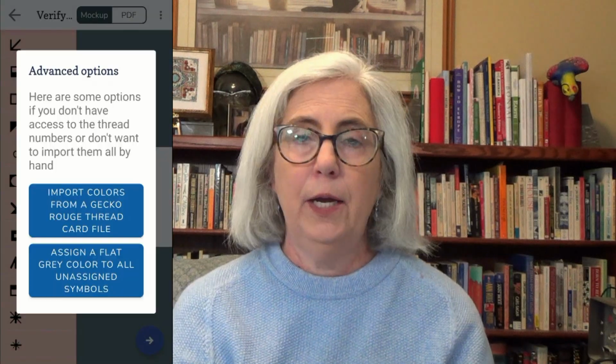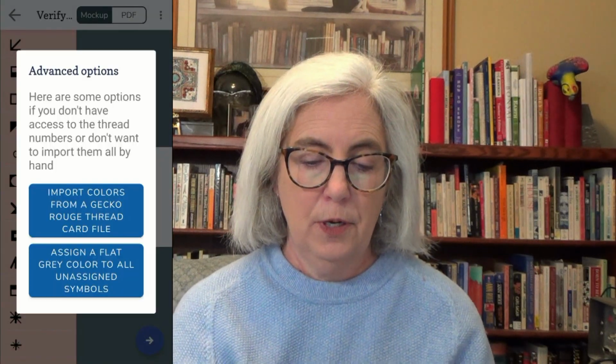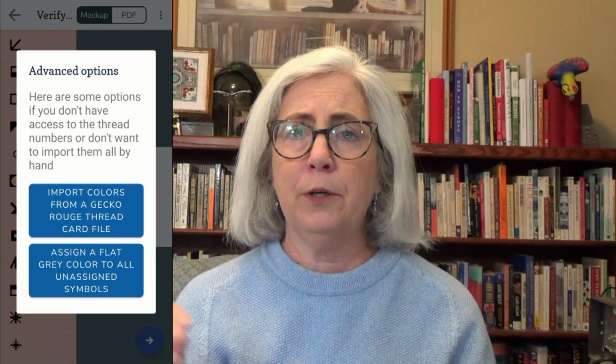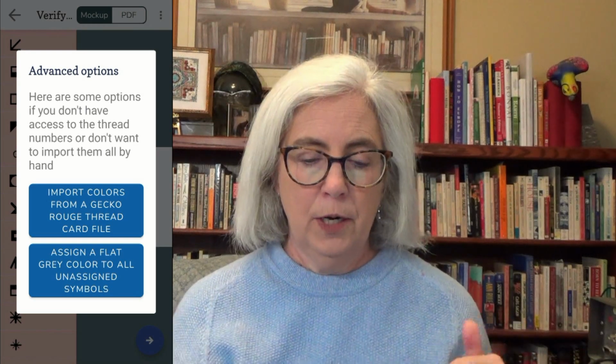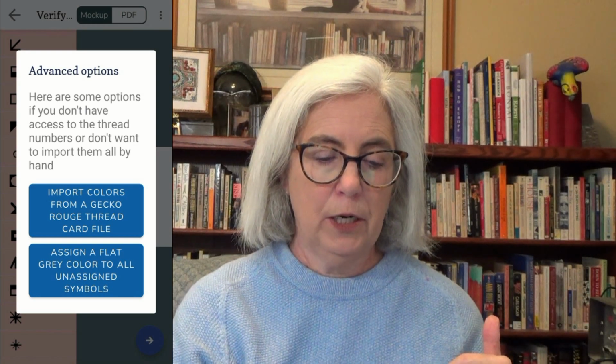So let's say we're going to do the colors now. You click on the 3 vertical dots in the upper right hand corner, and then I will select Advanced Options, also in the upper right hand corner, and select Assign a Flat Gray Color to all the unassigned symbols. So you've got 2 choices. One talks about Gecko Rouge, which is a different designer. We're going to do the bottom selection to assign a flat gray color.